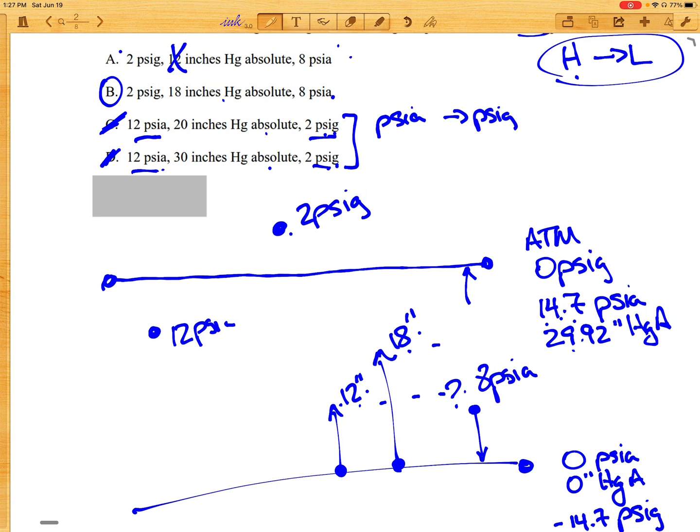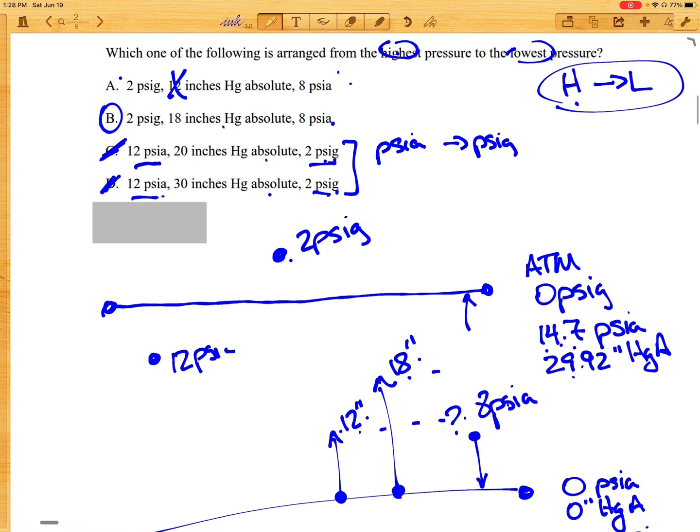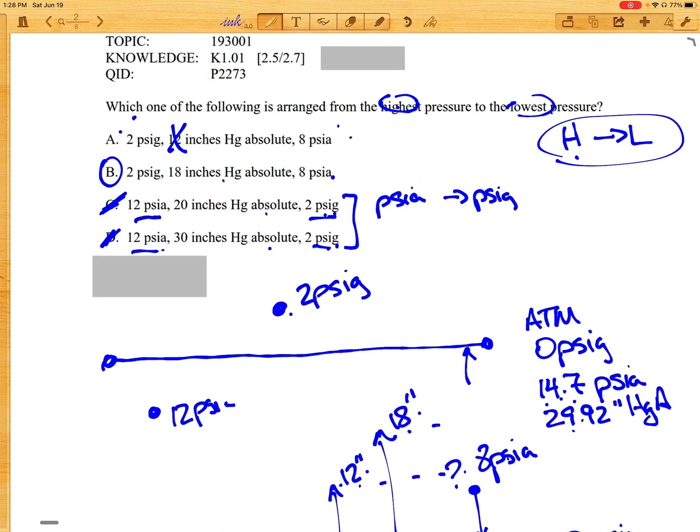There's a chance that A could be the right answer, but it just doesn't make any sense because 18 is more. So you're going from the highest to the lowest. Which one of the following is arranged from highest to lowest, H to L? 2 PSIG is up there, 8 PSIA is down here. Somewhere in between is 12 and 18 inches of mercury. Charlie and Delta are going from lowest to highest, so I know they're not right. And now I've answered this question.